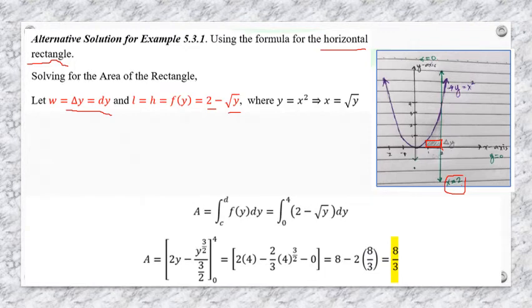Which means, ang area natin is magiging A is equal to the integral of, okay, f of y. Kanina kasi sa first solution natin, sa solution 1, is f of x, in terms of x, because vertical yung rectangle natin. Kung horizontal rectangle, class, in terms of y. Okay, ito f of y is 2 minus square root of y, galing dito. Tapos, dy, yan yung width ng rectangle. So, solving for this, we get 8 over 3. So, parehas pa rin doon sa solution 1 natin.